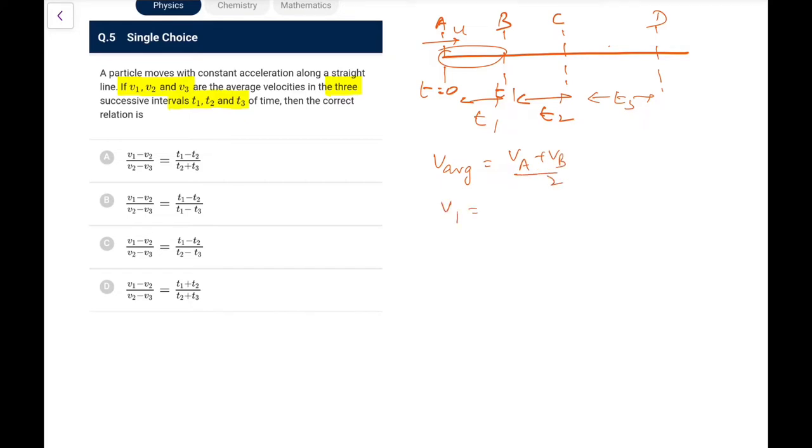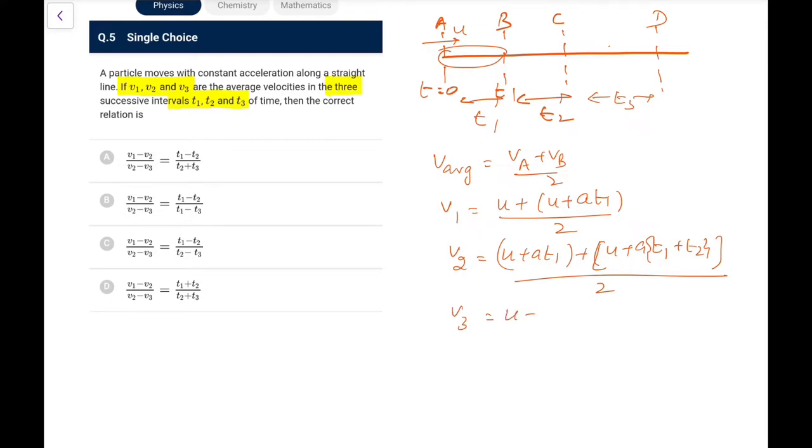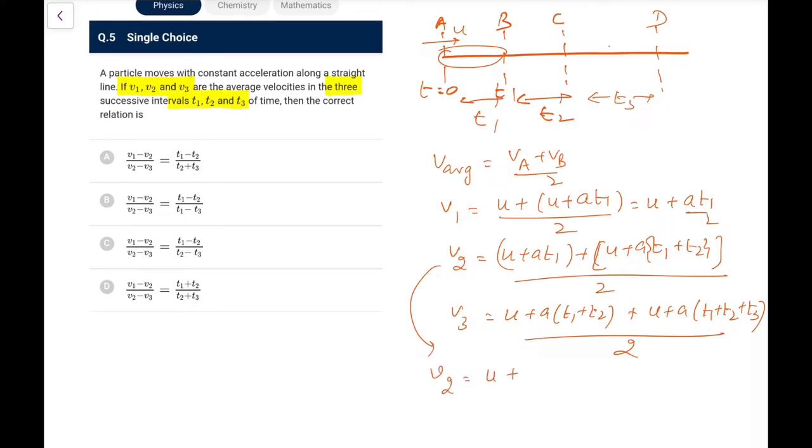So V1 would be equal to U plus U plus A T1, by 2. Similarly, V2 I can write as, in the starting interval it is U plus A T1, plus U plus A into T1 plus T2, divided by 2. Similarly, V3 would be U plus A into T1 plus T2, plus U plus A into T1 plus T2 plus T3, by 2. This is what I can make out from the basic V equal to U plus A T equation. So V1 becomes U plus A T1 by 2. Similarly, if I write V2, it becomes U plus A T1 plus A T2 by 2.